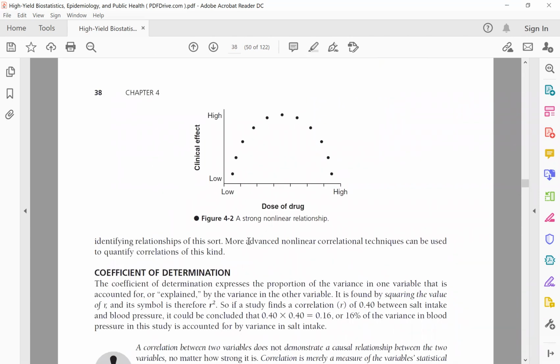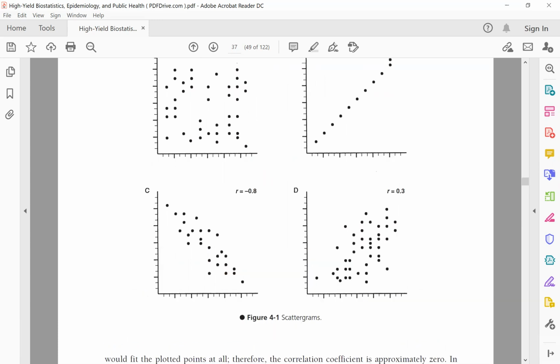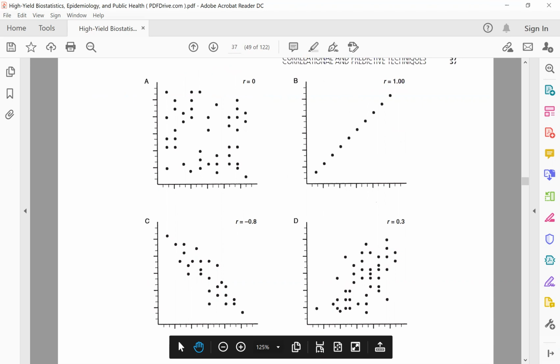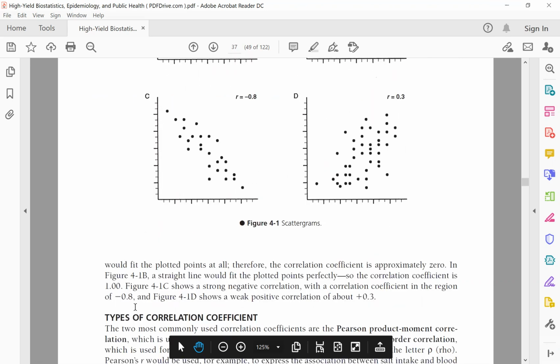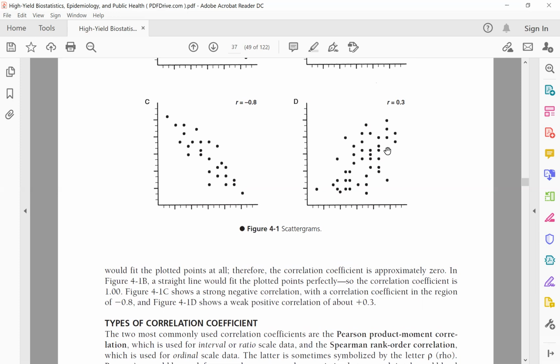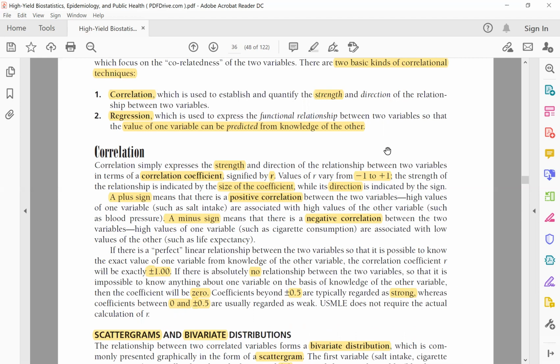The correlation coefficient here is approximately 0. In figure 4.1b, a straight line would fit the plotted points perfectly, so the correlation coefficient is +1. Figure 4.1c would indicate a strong negative correlation, and here it's minus 0.8. And figure 4.1d shows a weak positive correlation of about plus 0.3. So we said that weak is from 0 to 0.5, and strong is from 0.5 toward 1.